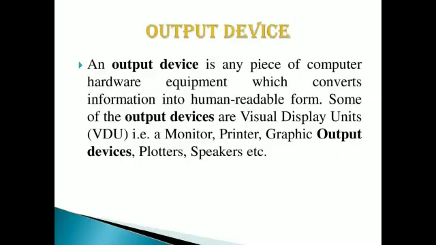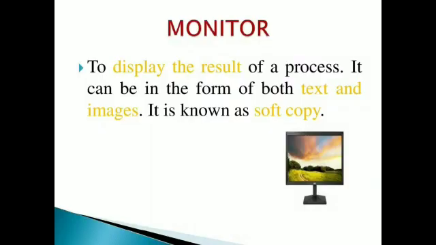Next topic, output device. Once data entered into the computer has been processed, an output device helps us to access the output. Some output devices are monitor, printer, speakers, projectors. First one, monitor. A visual display unit is also called computer monitor. It displays the result of a process. The display can be in the form of both text and images. The information displayed on a monitor is known as soft copy. Computer monitors are available in various sizes and types.